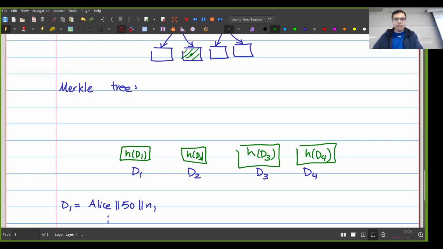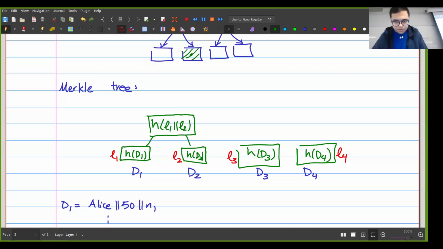Okay. Now, I want to create a binary tree, so there should be a node that is the parent of both of these. Let's give this a name. Let's call this one L1. So L1 is just the hash of D1, L2 is just the hash of D2, and I have L3 and L4 here. Now I create a parent that has the hash of L1 and L2. So I do this: hash of L1 concatenated with L2. And I make it the parent of both of these.